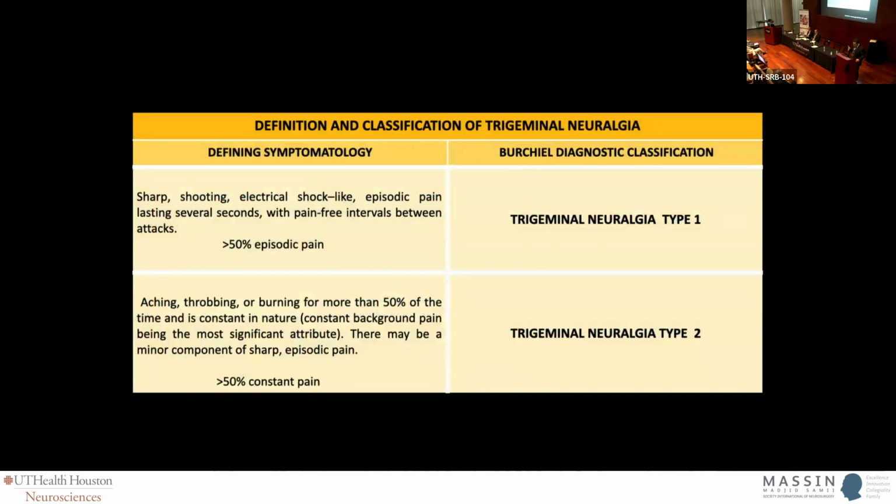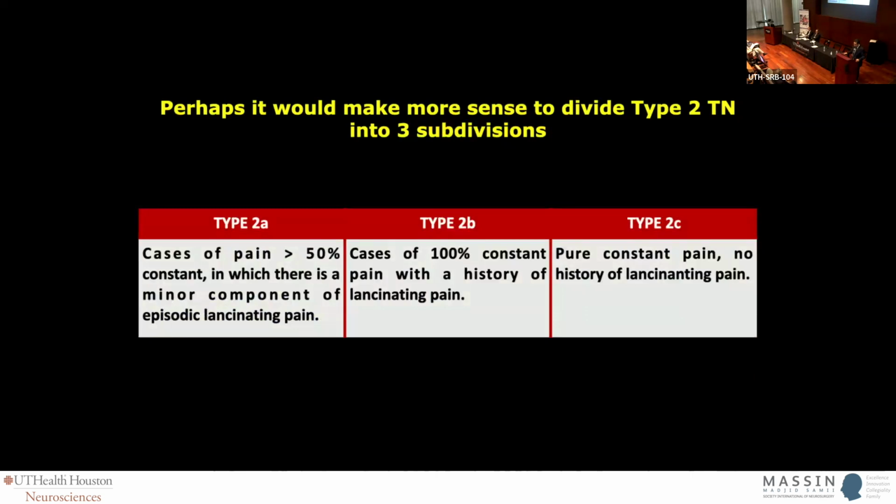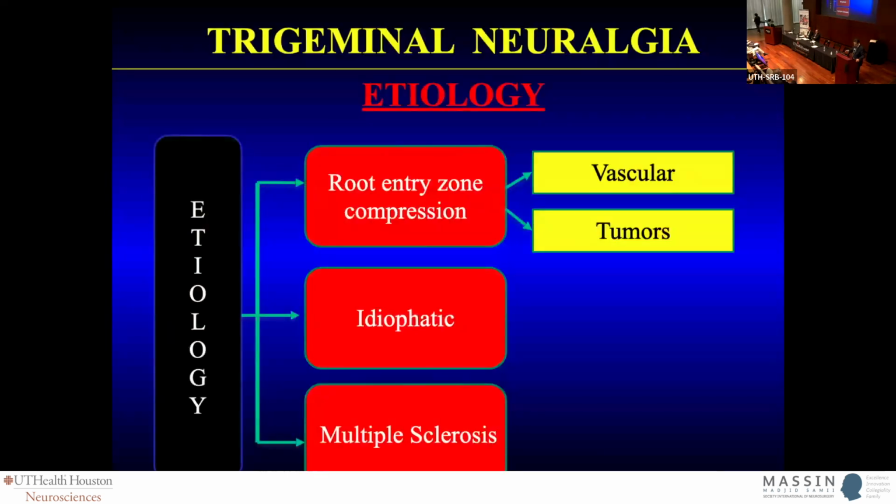But we as neurosurgeons follow more the classification of Burchiel. Type 1, when more than 50% is episodic pain. Type 2, when more than 50% is constant pain. But perhaps it will make more sense to divide type 2 TN into 3 subdivisions. Type 2A is cases of more than 50% constant pain, but with a minor component of episodic lancinating pain. Type 2B, cases of 100% constant pain, but with a history of lancinating pain. And type 2C is patients with pure constant pain and no history of lancinating pain, and maybe these patients are not trigeminal neuralgia. So we can discuss it after.